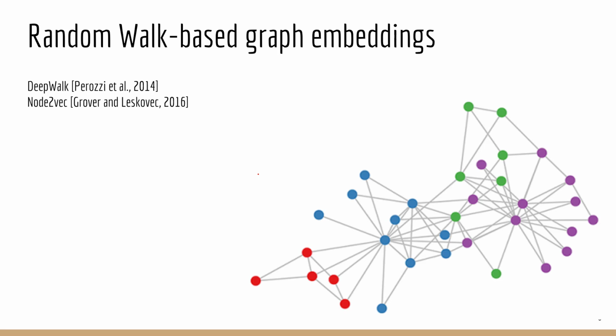So let's see how these methods work in practice, using a toy graph here. Imagine we are looking to construct an embedding for this node here. Let's call it S10.